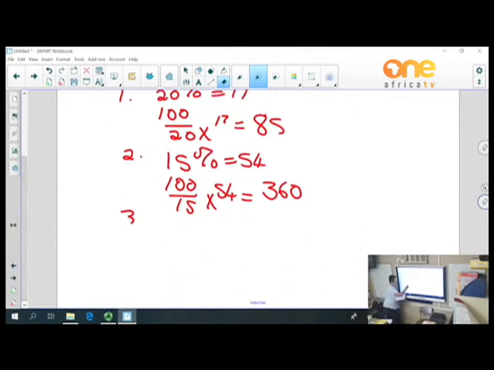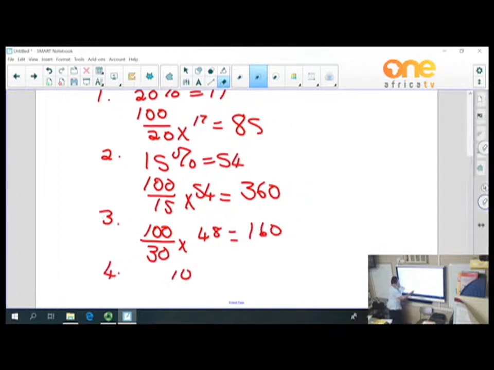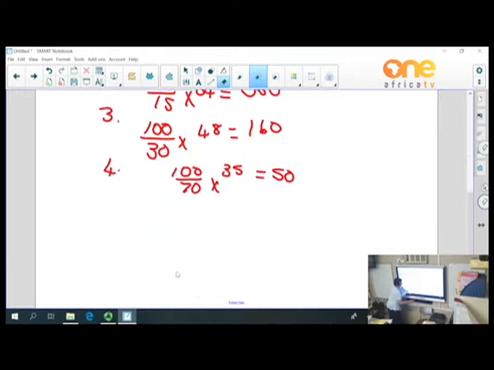So number 3 is then, in a class, 30% of the students wear glasses. So we reciprocate, 100 over 30 of the, how many students? 48. So your answer is 160. Number 4, 70%. So that's then 100 over 70 times 35, 50. We're getting values here, not percentages now.